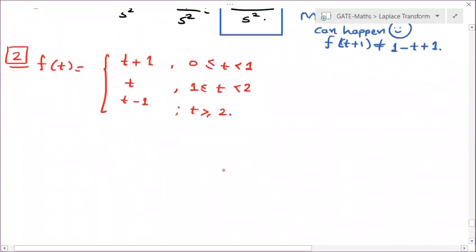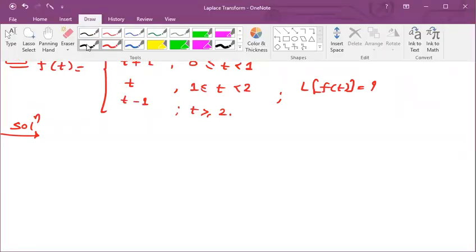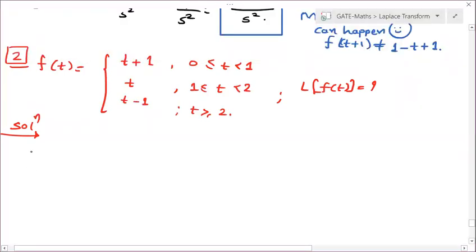Okay, so whenever these branch-wise functions are given to you, you have to find Laplace of f of t, right? This is your question. So now Laplace of f of t, if you observe these functions carefully, this is from 0 to 1, this is 1 to 2, and this is for t greater than or equal to 2.